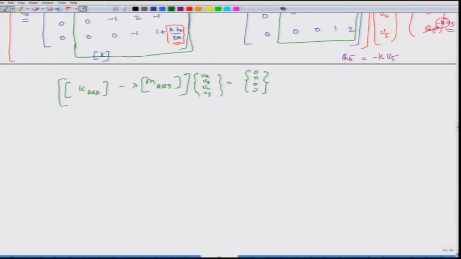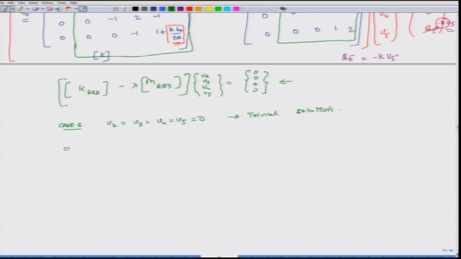Okay. Now, these are 4 equations and 4 unknowns. These equations will be true in 2 situations. Situation 1, case 1: u2 is equal to u3 is equal to u4 is equal to u5 is equal to 0. This is one solution, but we do not like this solution, it is a trivial solution. For this I did not have to do all this finite element analysis.